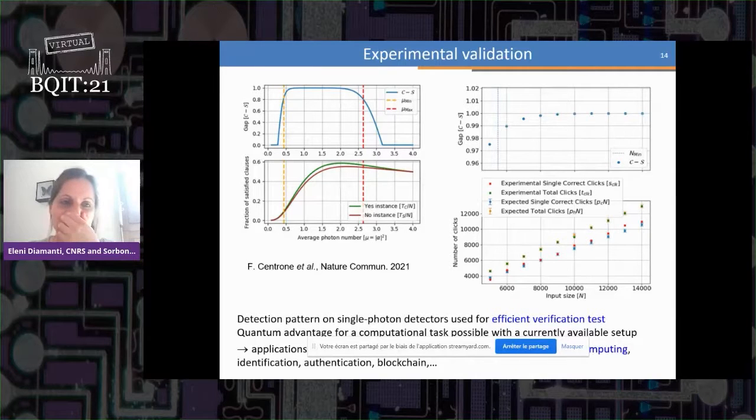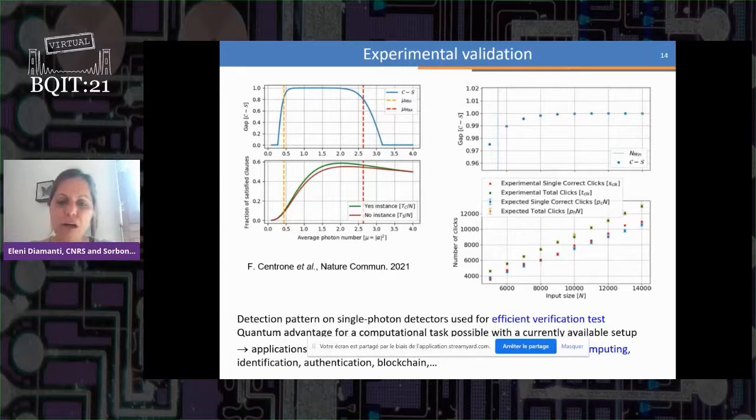So you can see here on the left the gap between the correctness and the soundness of the verification procedure, which shows you what is the average photon number that you have to apply. Then we applied this average photon number, and we showed that the gap, the quantum advantage, was verified with the detection pattern on our single photon detector. We showed that this verification test can be done in a few seconds, while it would take much longer on a classical computer, with the only assumption that it takes exponential time for a quantum computer and a classical computer to solve the NP-complete problem.